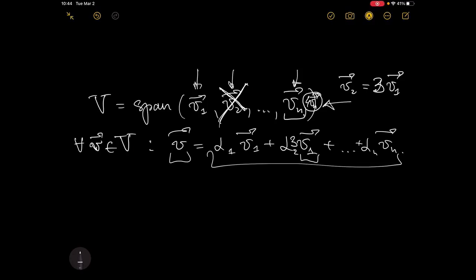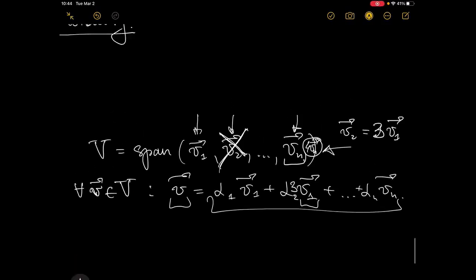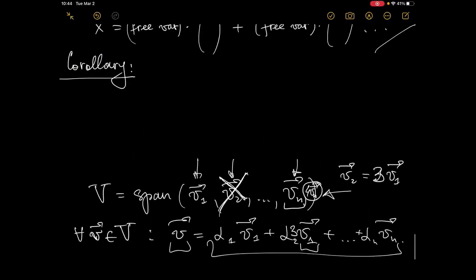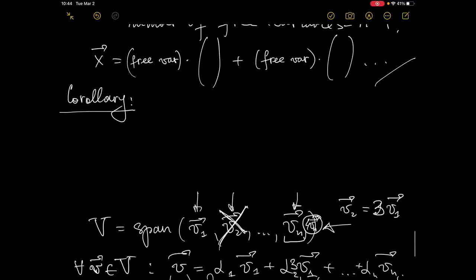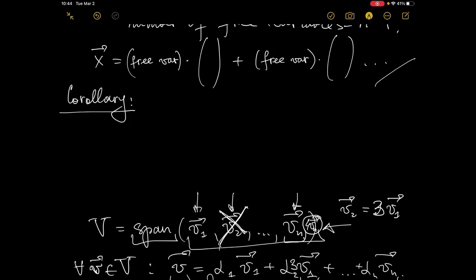This is very important. It's good that you're asking these questions because this is an extremely important topic. So the basis is the most simplified version of the span. No, the basis is the most simplified version of the spanning set. Because span, like here, means all possible linear combinations of the vectors in the spanning set. Okay?